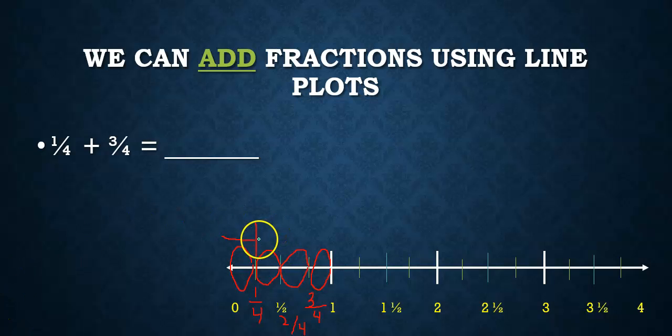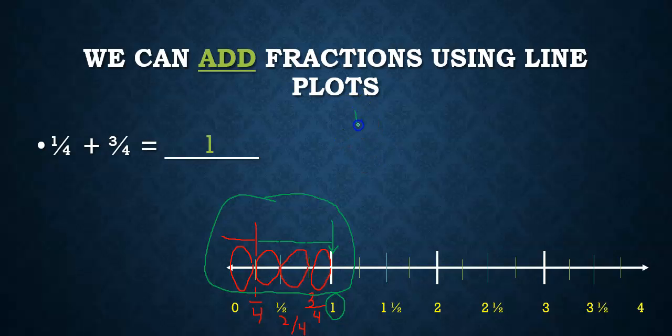So to add 3/4, I'm going to pick back up where my 1/4 was, and I'm going to count over 3 lines. So here's 1 line, here's 2 lines, and here's 3 lines. So that's 3/4. So now what number am I at on this line? I'm at 1. My total, 1/4 plus 3/4 equals 1 whole. So my answer is 1.